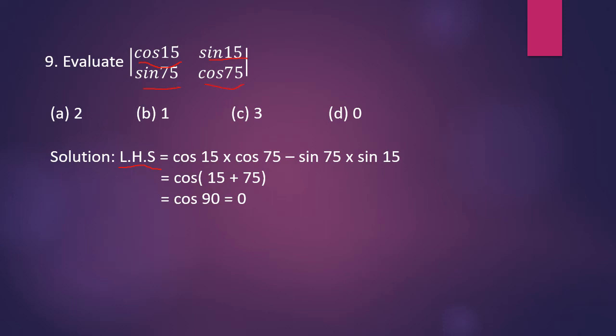So multiply the diagonal elements. So cos 15 degree into cos 75 degree minus multiply the non-diagonal elements sin 75 degree into sin 15 degree. This is nothing but the trigonometric formula cos A cos B minus sin A sin B. So that is nothing but cos of A plus B, that is cos of 15 plus 75. Cos 15 plus 75 is 90, cos 90 value is equal to 0. That is the option D here.